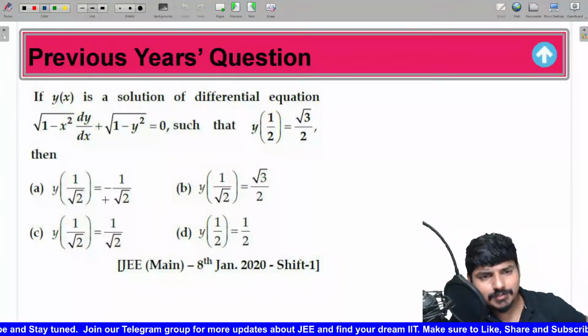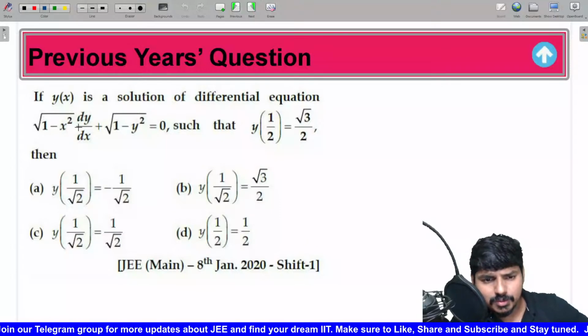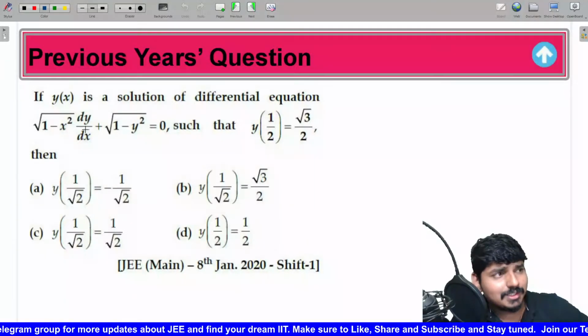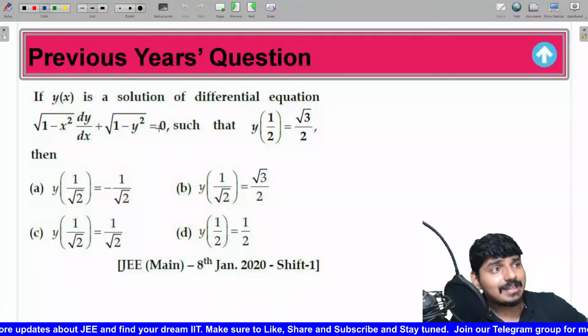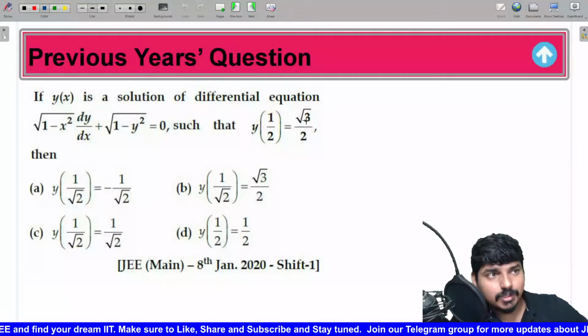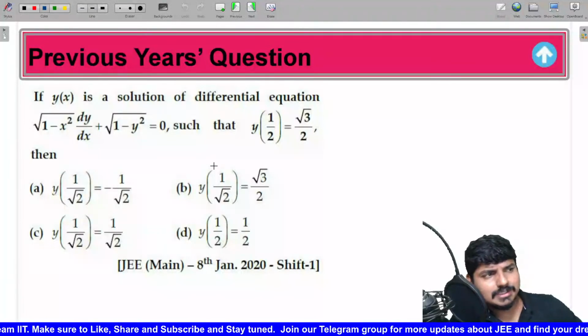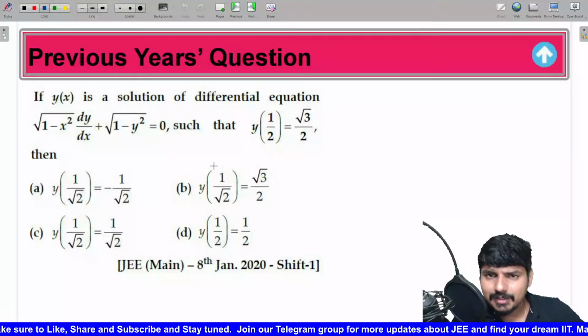Okay, now what is given? If y of x is a solution of the differential equation under root of 1 minus x square into dy by dx plus under root of 1 minus y square equal to 0, such that y of 1 by 2 is equal to root 3 by 2, then out of the options given for you, A, B, C, D, which is going to be the right answer.